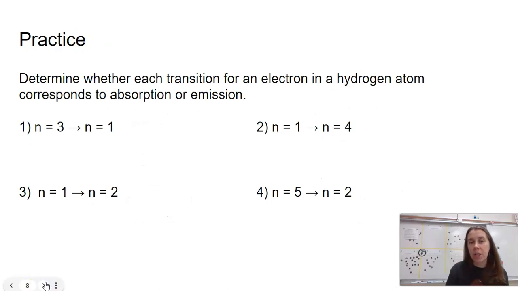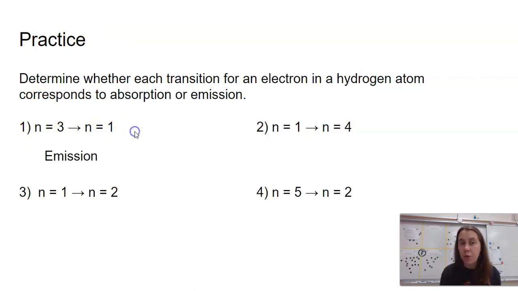All right, so just to review, if we have a hydrogen atom, remember hydrogen just has one electron, so it's the easiest, simplest example. If we go from n equals 3 to n equals 1, we're going from high to low, and so that's going to release energy, and so that would be an example of emission. If we're going from 1 up to 4, that's going to require energy, and so that would be an example of absorption.